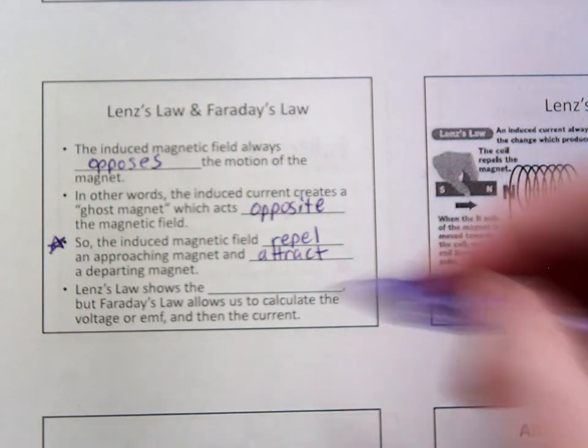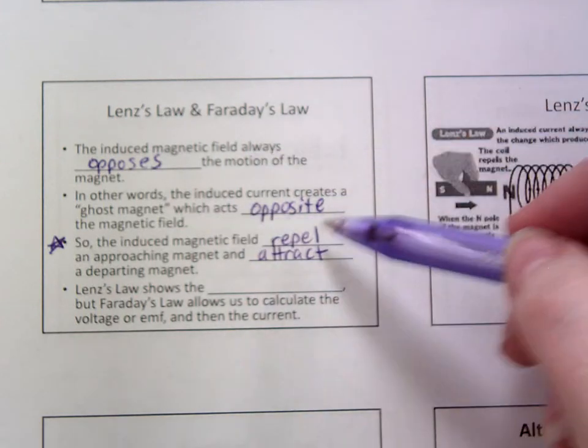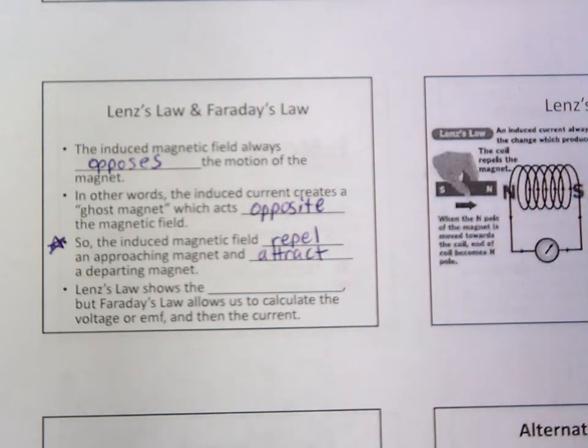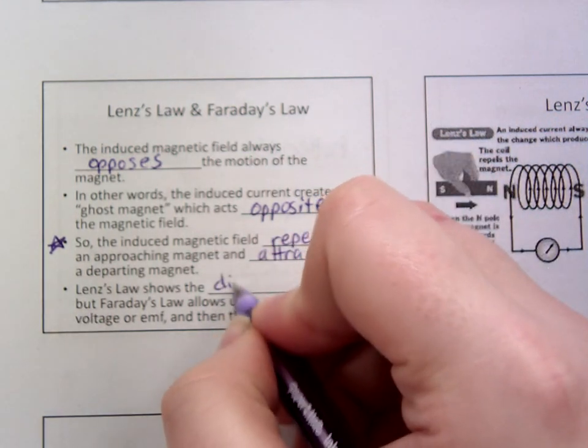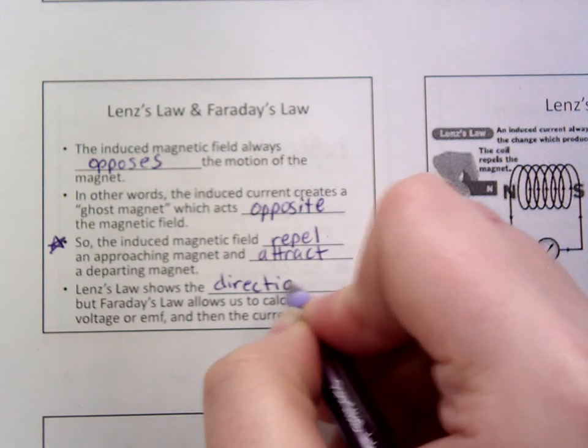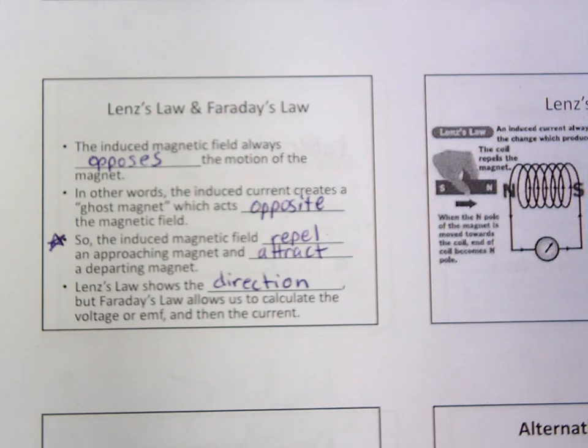I'll show you an example of both of those in a second. The one we drew in example 2 was showing you the repelling one, but I'll show you the attracting one on the next slide. Now, Lenz's law tells us the direction of our induced magnetic field and therefore the current. There is something called Faraday's law that allows us to calculate several values in these scenarios, but we're not going to be doing that in this class.